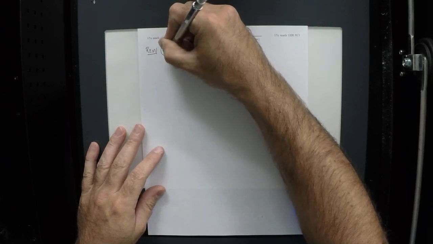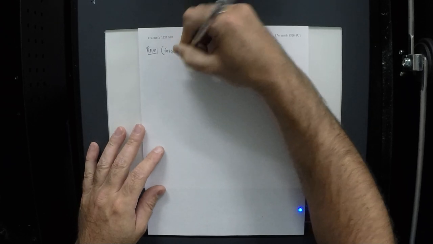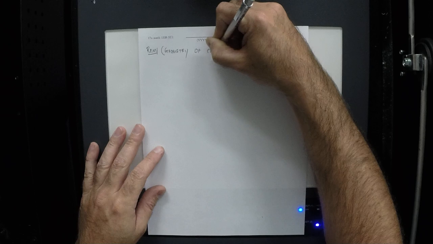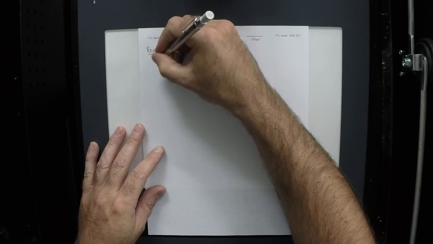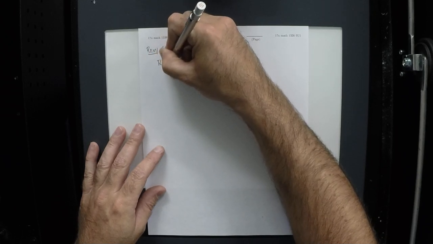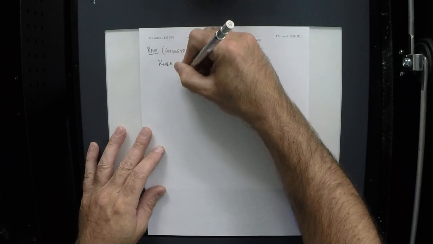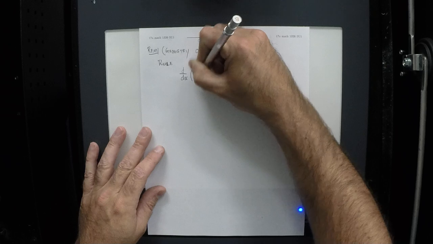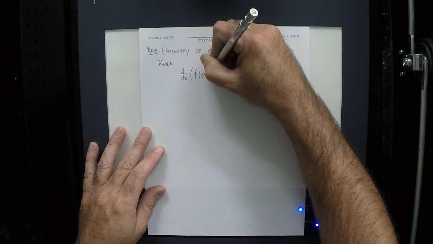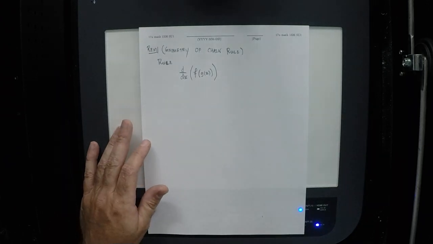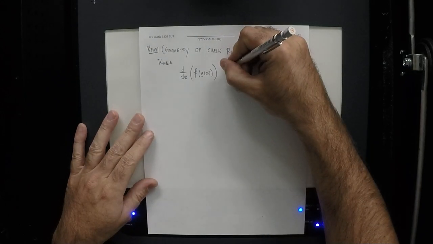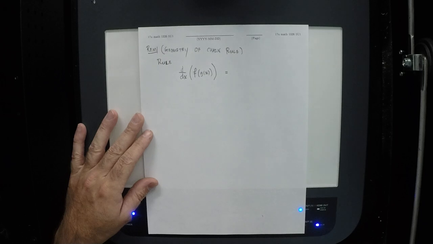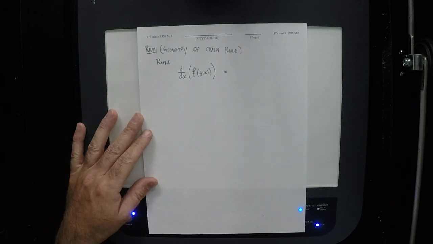So this is the geometry of the chain rule. So specifically, the actual rule is that the derivative of f of g of x, like so, so f composed with g, is what? So what's the rule? Can you remember?